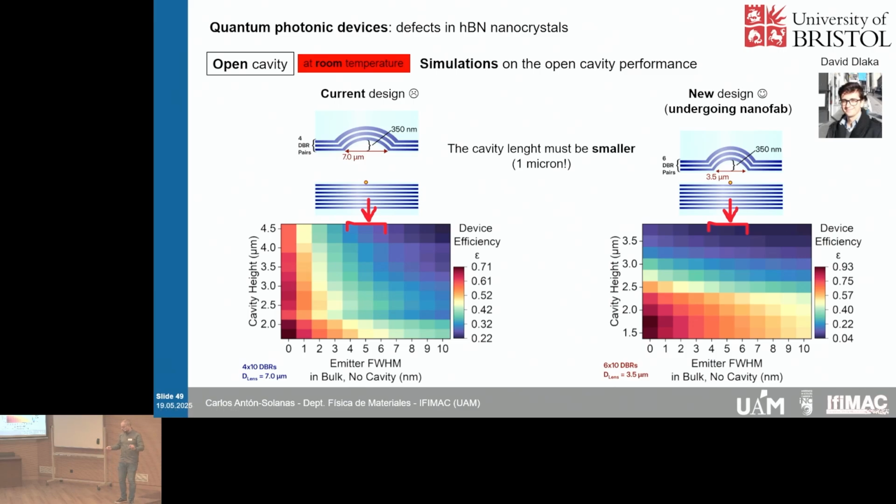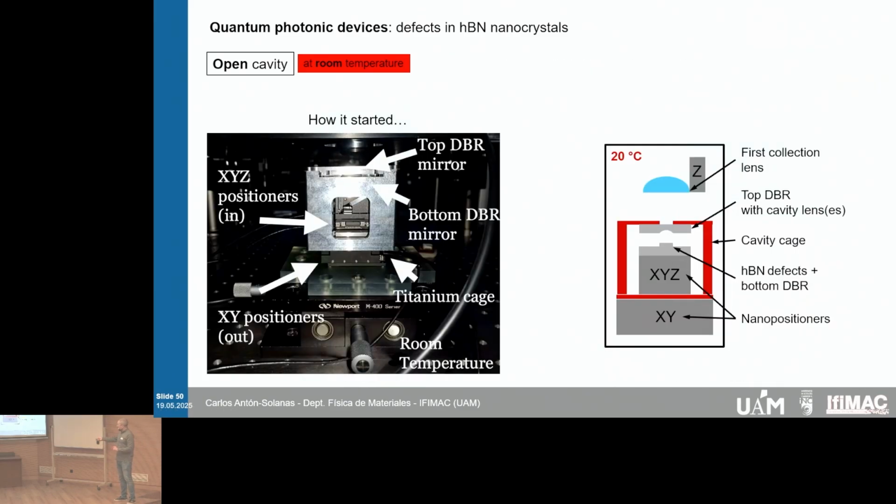You have to have a very good alignment between the two mirrors. And this is how we started a couple of years ago, where we were having this design in which you're having top and bottom mirrors within a cavity. The bottom mirror, you can move it with an XYZ stage, and then you can move the whole device with an XY motor that you can see here.